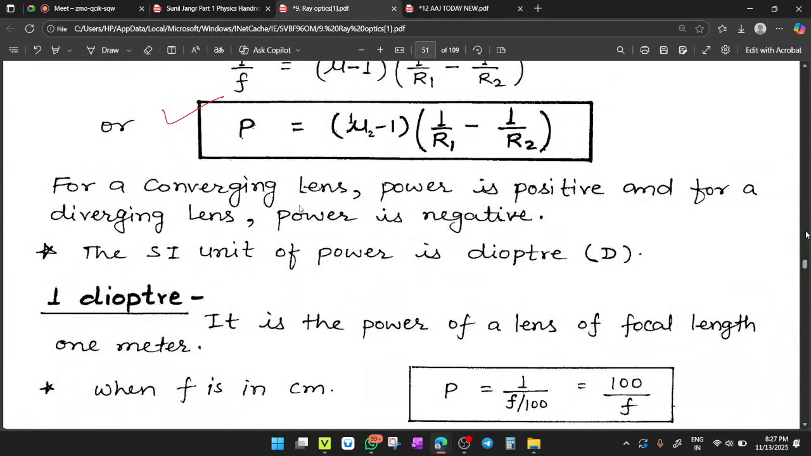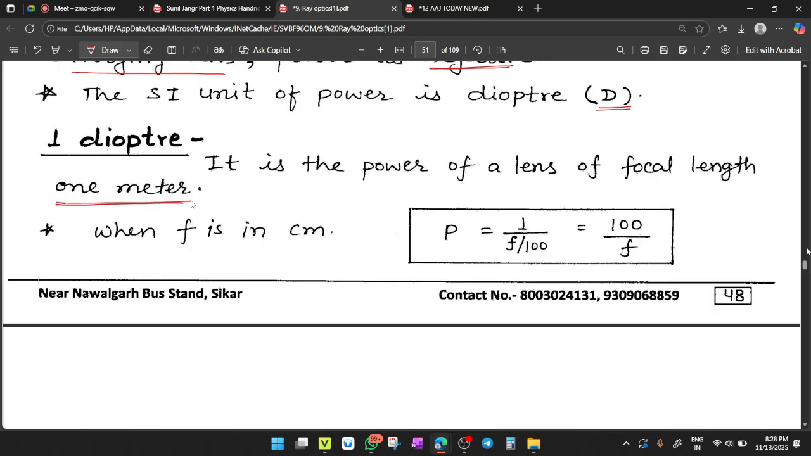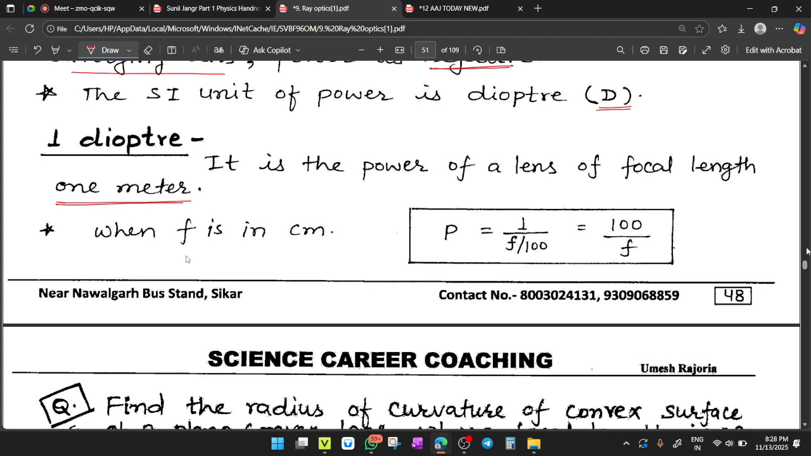Got it? For a converging lens or convex lens, power is positive, as I said. And for a diverging lens or concave lens, power is negative. The SI unit of power is what? Diopter. Clear? As I said, what is one diopter? The power of a lens with a focal length of 1 meter is called a lens having a power of 1 diopter.